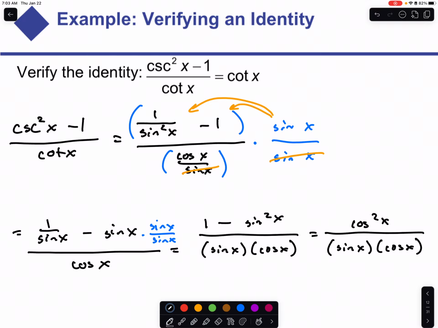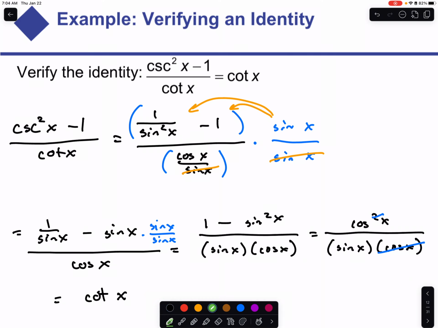Okay, we are pretty much home free, right? Instead of writing it out, this is fine. So then we have cosine times cosine on top, sine times cosine on bottom. So one cosine here cancels one cosine here, and we finish with our desired result. We have cosine over sine, which is the cotan of x.